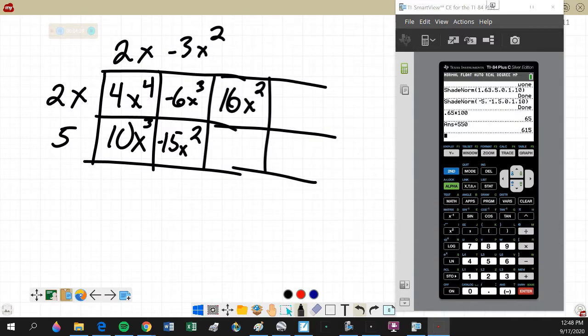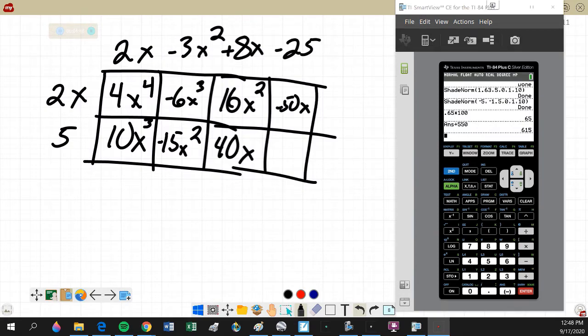Pull out a 2x. Times that by 5. Add a column. 40 and the blank spot need to add up to be -10x. So I need to subtract 50x, take out a 2x, and I get -25. -25 times 5 is -125. Do I need to add a column? No, because -25 is the constant.